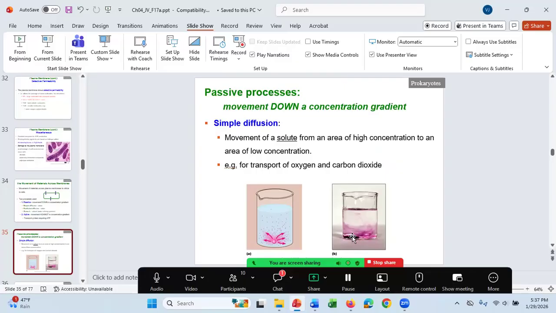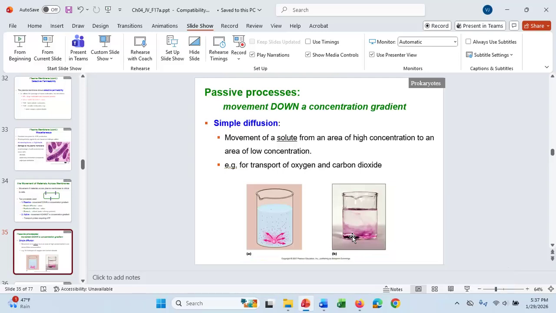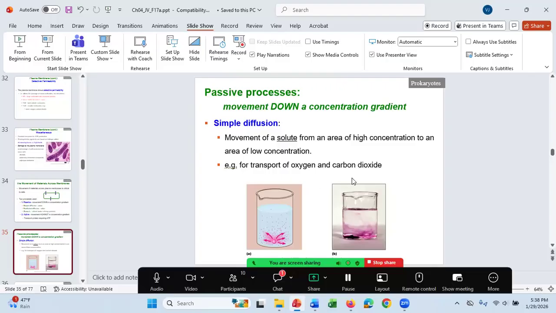Simple diffusion does not require a membrane, like the cell membrane. But simple diffusion can occur across the membrane, and we have oxygen and carbon dioxide moving into the cell if it's oxygen by simple diffusion, and then carbon dioxide moving out of the cell by simple diffusion. And the molecules are just moving down their concentration gradient from areas of high concentration to areas of low concentration. Any question about any of that?